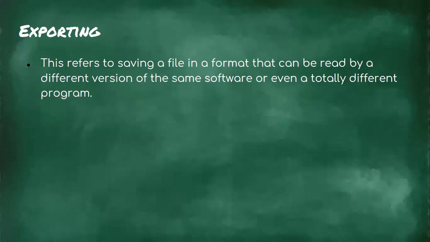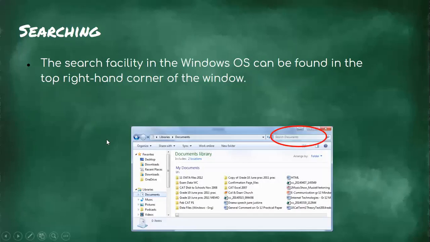Like I said, saving means exporting, opening means importing. Those are two keywords. Now let's talk about the search facility in the Windows OS operating system. It can be found in the top right corner of your window, as you can see here on your computer. What is circled here is a search. Whatever file you want to search, you can just type the name of the file here, and then you can go there straight away.